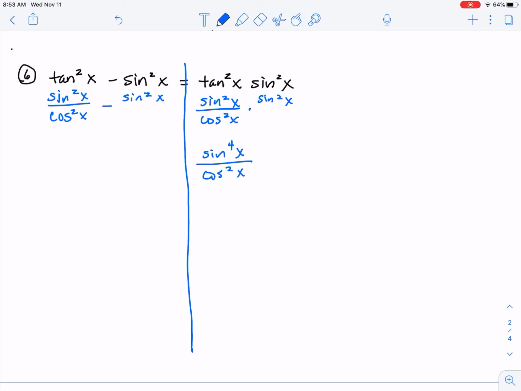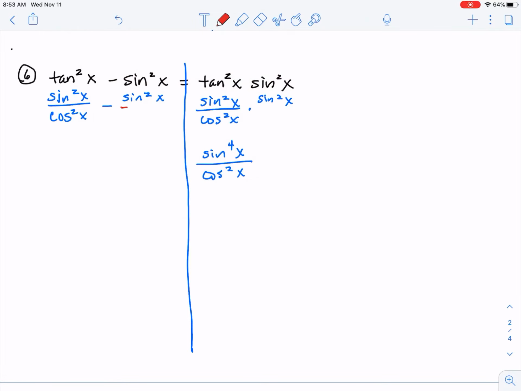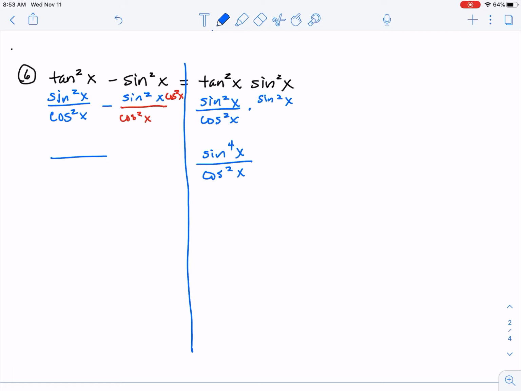All right, let's see what we can do on that left-hand side. So notice I did a little to the right, a little to the left. I need a common denominator. That common denominator is cosine squared x. All right, so it's all over the same denominator. Cosine squared x, since I'm subtracting fractions. I've got sine squared x minus sine squared cosine squared.